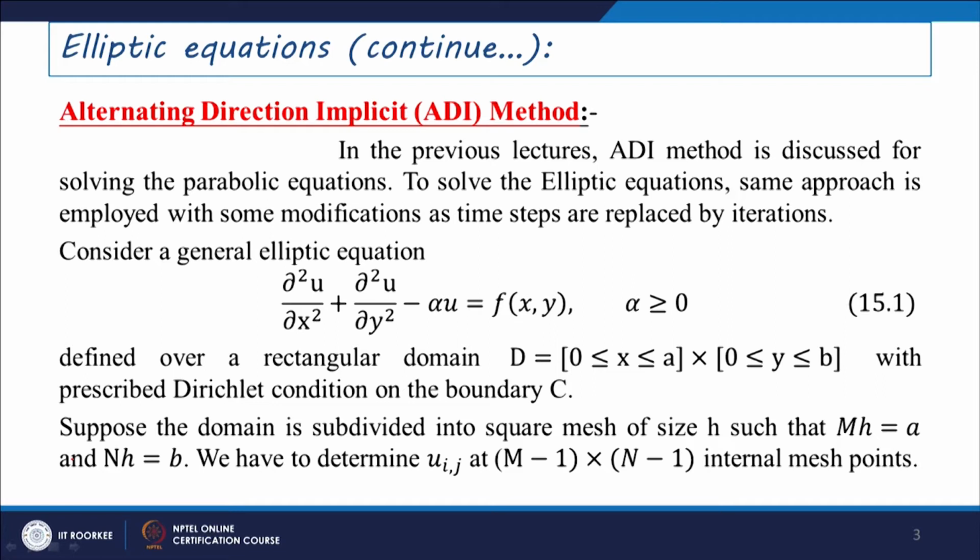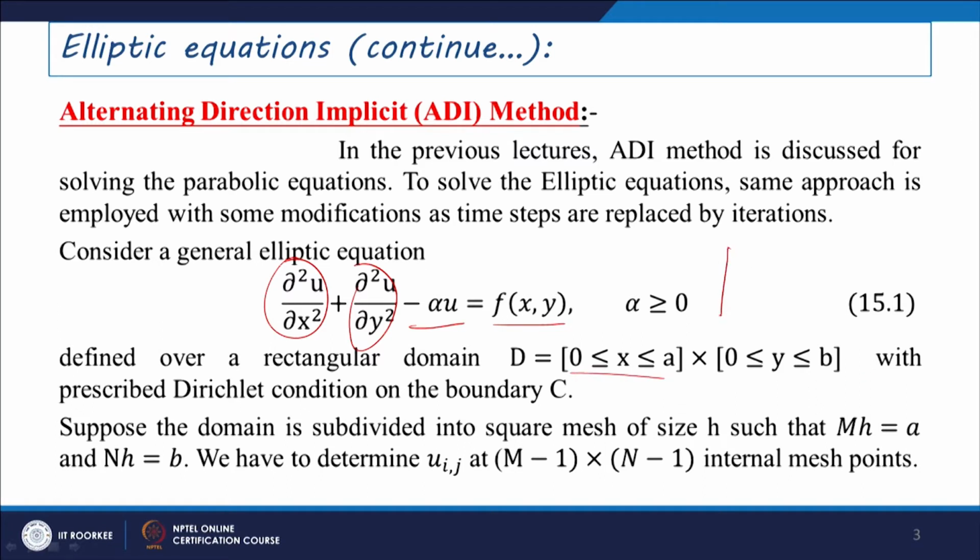So, suppose we consider a general elliptic equation in the form del square u by del x square plus del square u by del y square minus alpha u equals f of x y, where alpha is greater than 0, and which is defined over a domain. Suppose x lies between 0 to a and y lies between 0 to b.